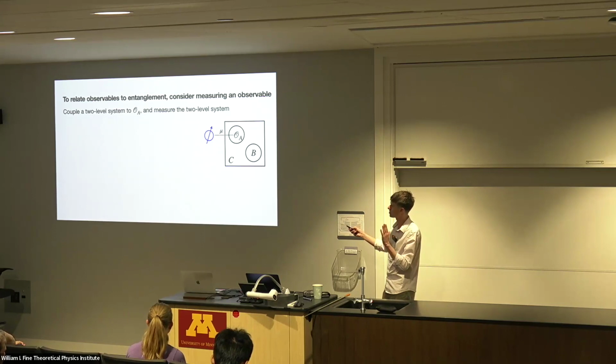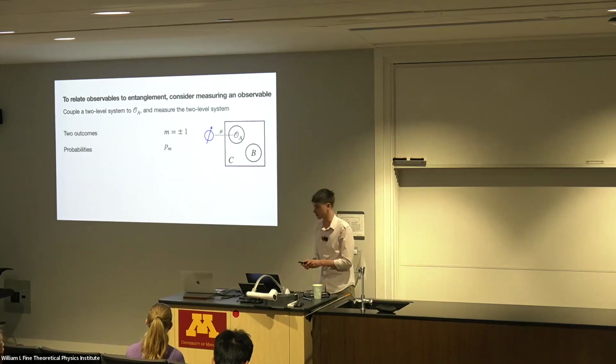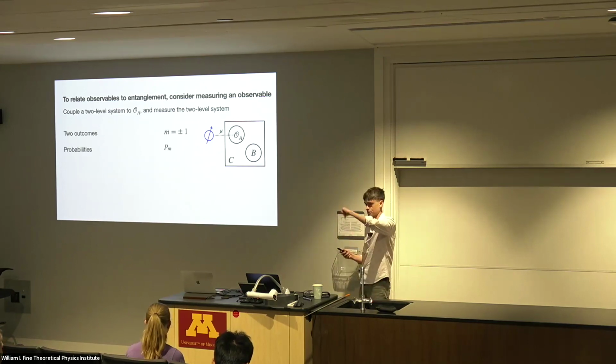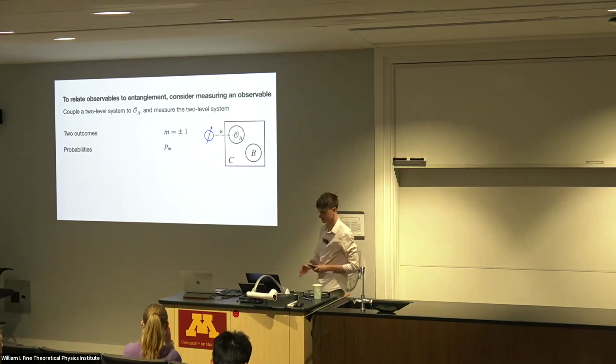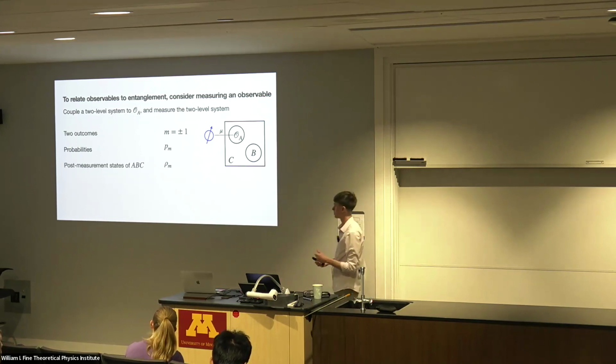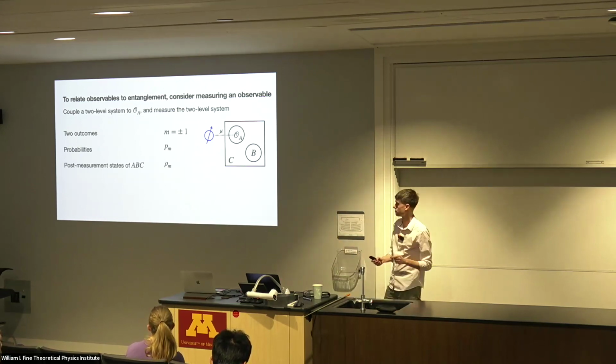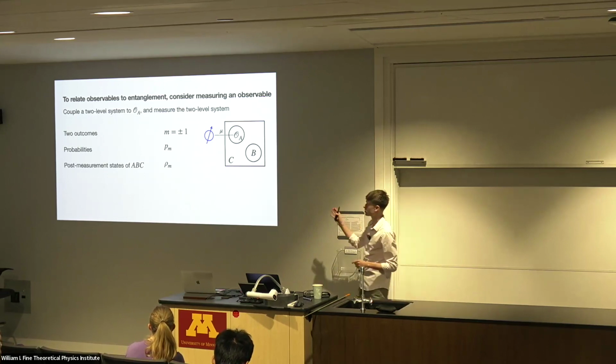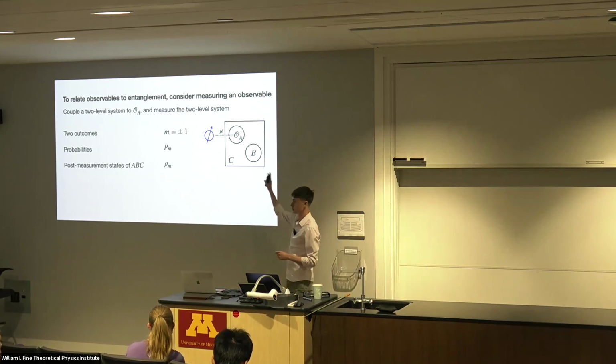For now, we consider some arbitrary measurement of this OA that involves coupling this spin to it and then measuring the spin. When we do the measurement, we find that the spin is either pointing up or pointing down. This is our binary measurement outcome. And then when we perform the measurement and keep track of the outcome, we get some post-measurement state called rho m of the whole system ABC.